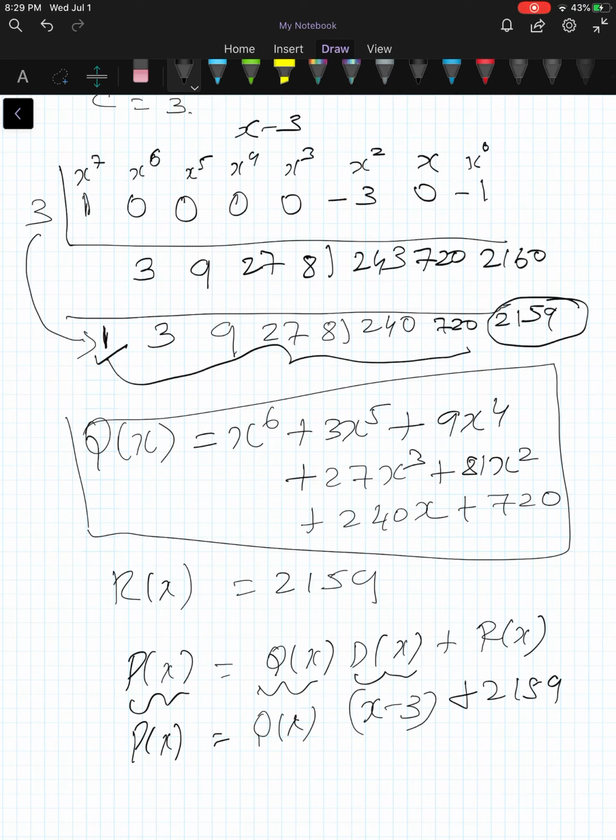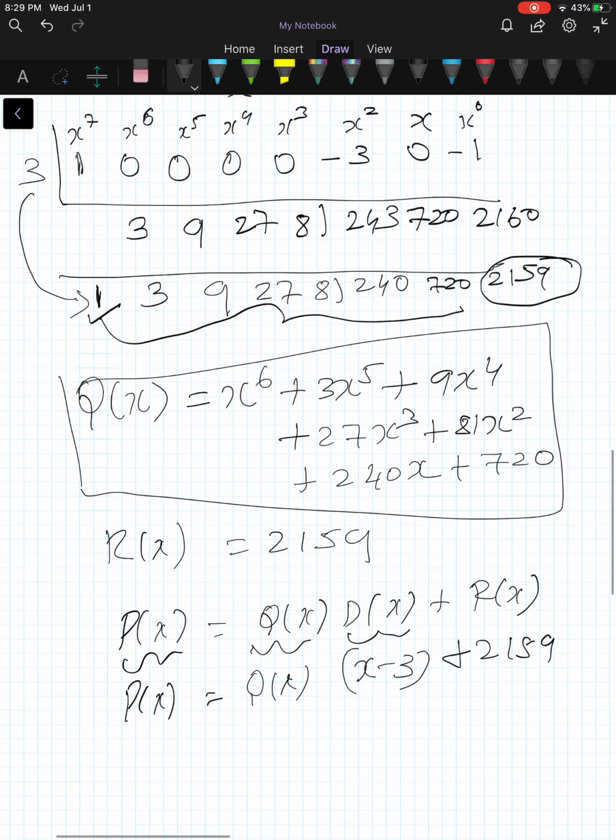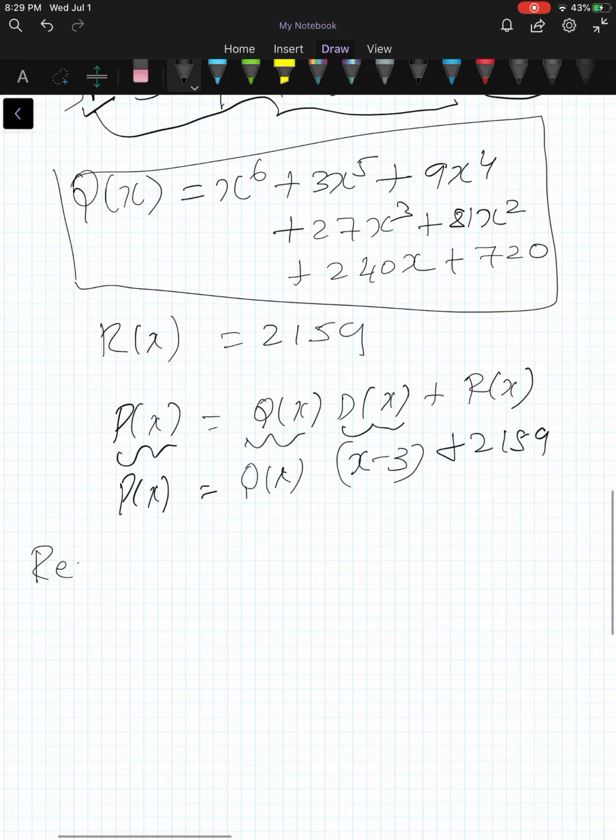Okay, let us move on to the next theorem, as promised by me in the beginning of the video. So what is that? That is the remainder theorem.